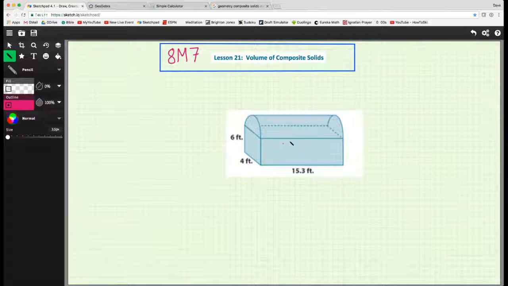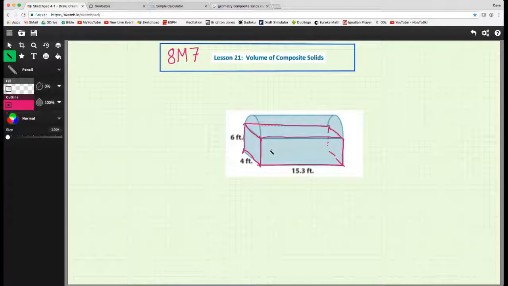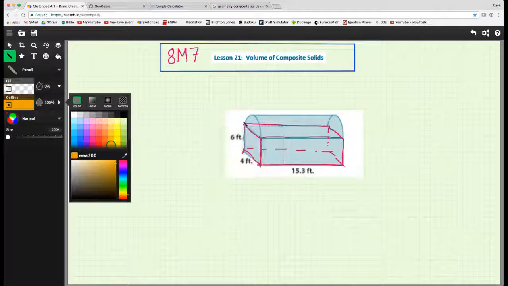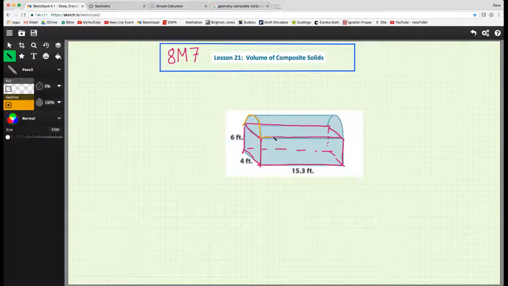So in the lesson today, you're presented with this example, and here we have 2 objects. If you break this down, you can see that we have a prism here, right? And it doesn't show you this back side of the prism, but we have that box, and then on top of that we have a half cylinder. So this is a half cylinder.